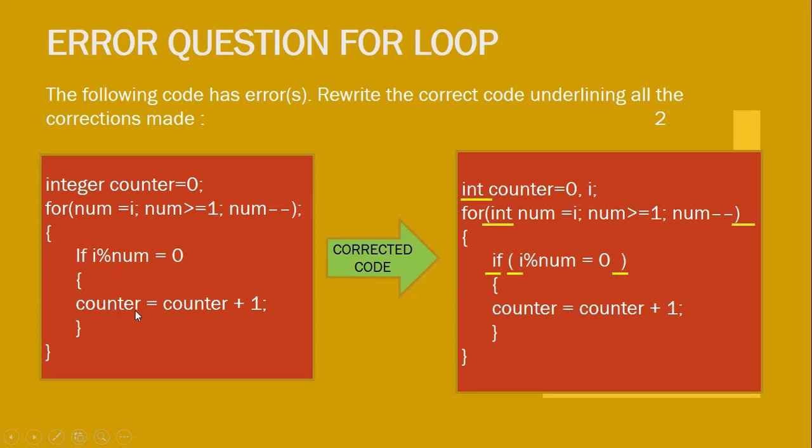Then the next statement is counter equal to counter plus 1. This statement is okay because counter is already a variable which we have declared above. So these are the mistakes which we have found here. Please write the correct program and underline the corrections. Also remember that in a 2-mark question, there will be at least 2 mistakes, not less than that. So please take care of all the mistakes, correct them and underline them.